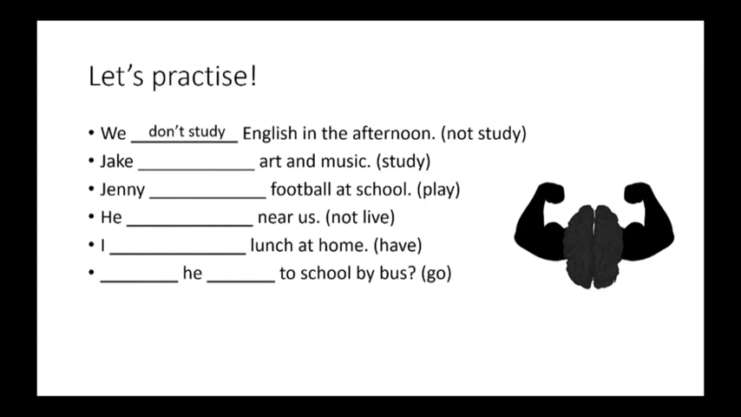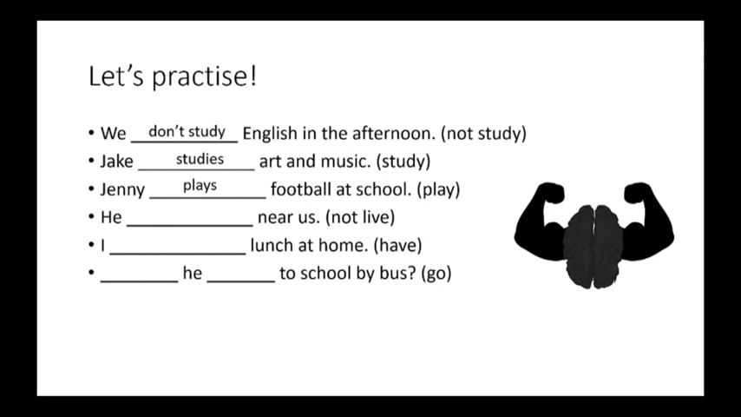Jake study art and music. Okay, we already had study, remember, and it was also third person singular. Jake studies art and music. Now we have play. Jenny play football at school. Okay, again, we have a verb that ends in y, but pay attention, before y, we have a vowel, a, right? So we don't change the y to i. We just add s. Jenny plays football at school.